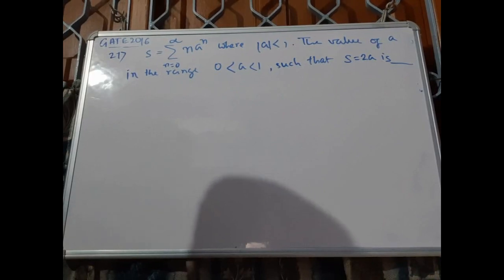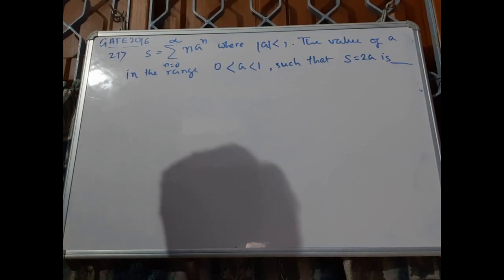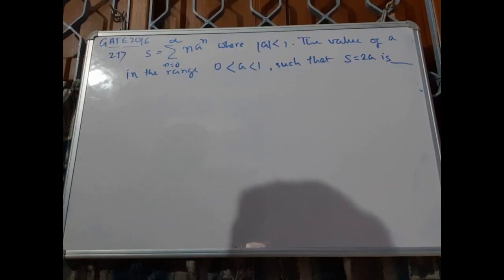This is problem number 27 of GATE 2016. A = summation from n = 0 to infinity of n a^n, where |a| < 1. The value of a in the range from 0 to 1 such that A = 2a is.